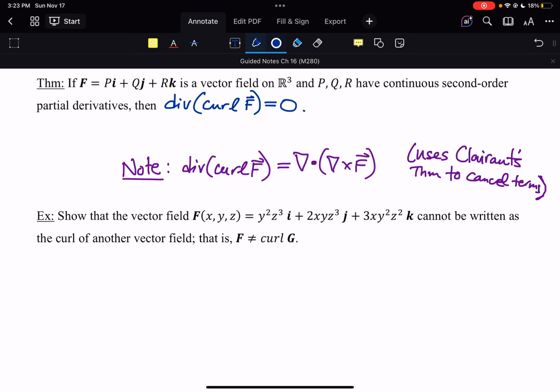Show that this vector field cannot be written as the curl of another vector field. So F is not equal to the curl of G, some unknown vector field.